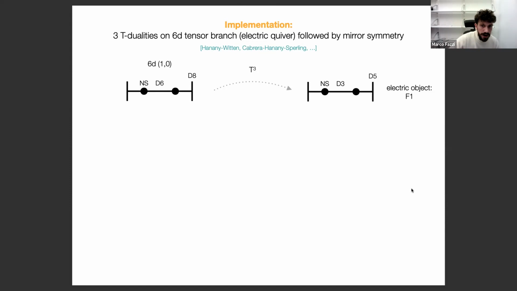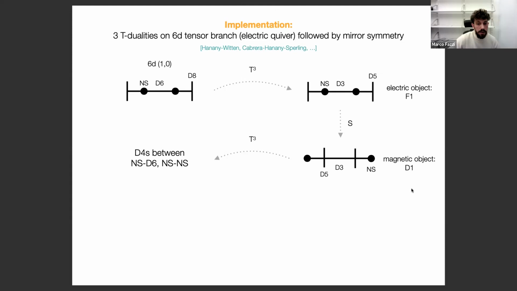But if I apply now S-duality, so mirror symmetry of 3D N equals 4, now I discover that the light degrees of freedom of the magnetic object, or if you want, the magnetic object, is a D1 brane. It's dual to the F1 under S-duality.